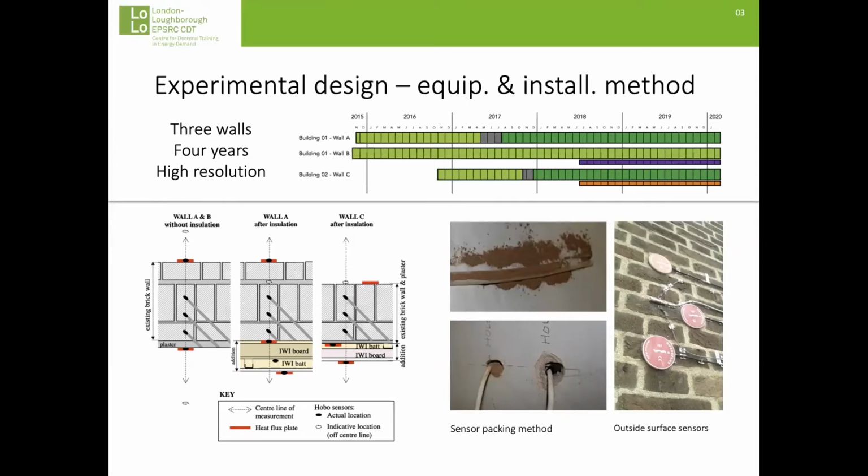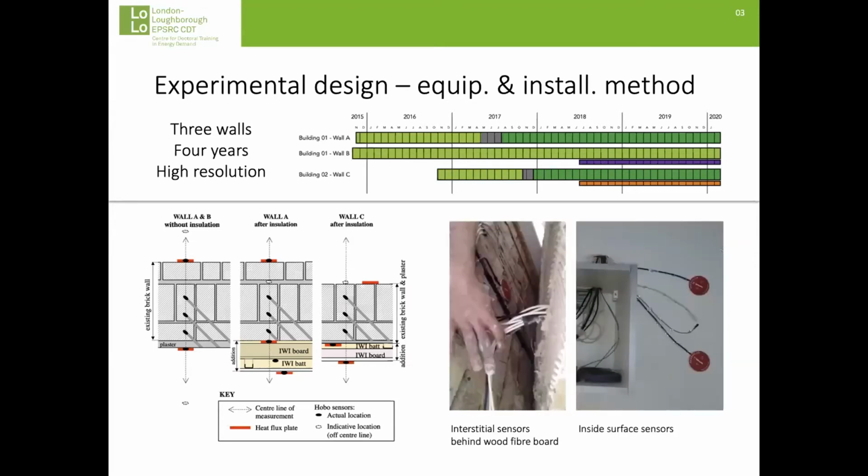Additional sensors measured conditions on the inside and outside surfaces and in the ambient environment 200 to 300 millimetres away from the surfaces. These images just show the interstitial sensors being packed behind the wood fibre board and the new sensors on the surface of the final wall build-up.